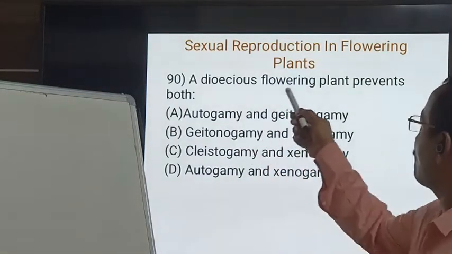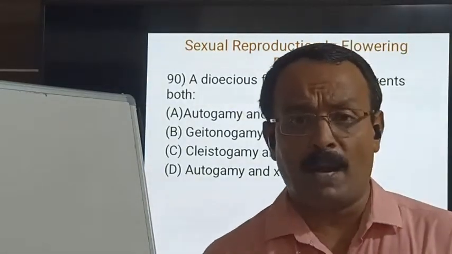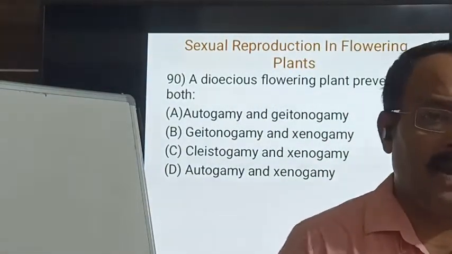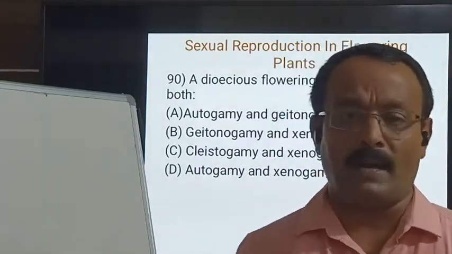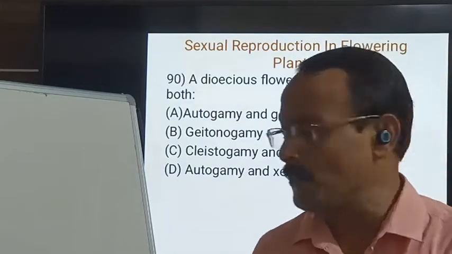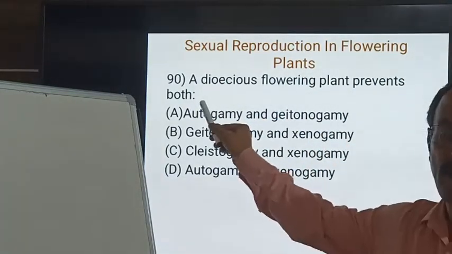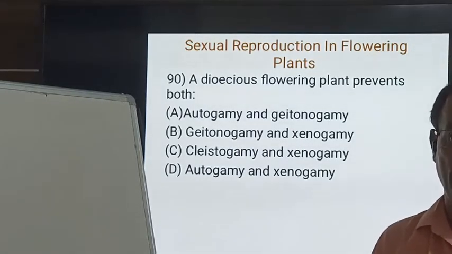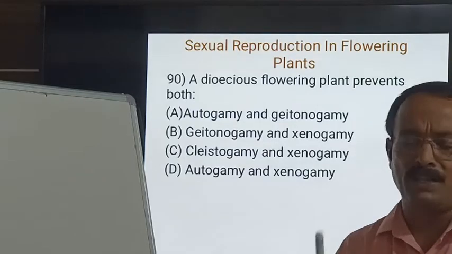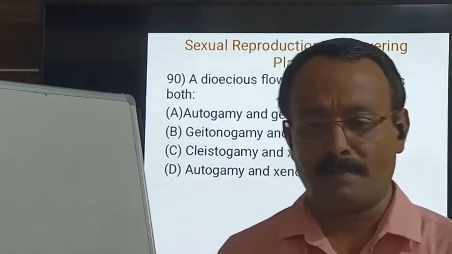A dioecious flowering plant prevents both... So dioecious plant means in these plants, male flower is produced in one plant and female flower on the other plant, as seen in papaya and some date palms. So a dioecious flowering plant prevents both autogamy and also geitonogamy. So the only pollination that occurs in dioecious plant is xenogamy.